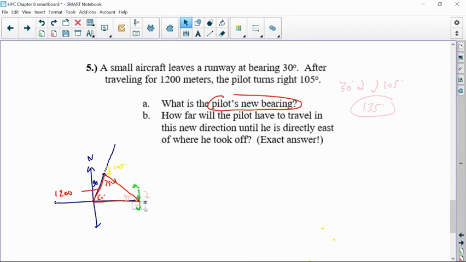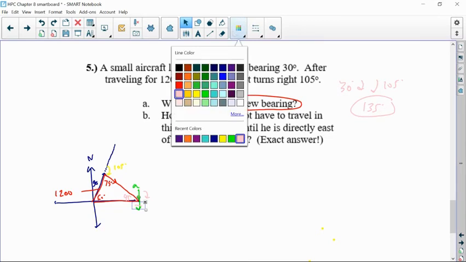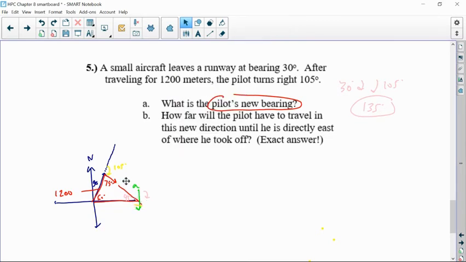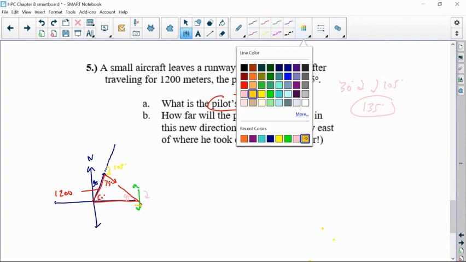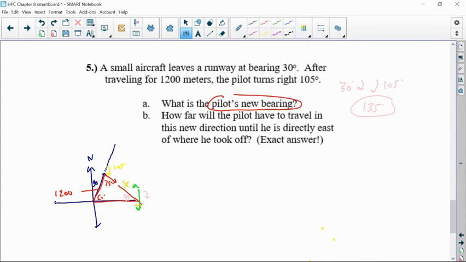Now, how far does the pilot have to travel in this new direction? In other words, we're looking for x right here. I feel like there's a little bit of a delay now. X is right there. So again, angle, side, angle case. I know an angle, I know a side, I know an angle. Angle, side, angle is not ambiguous, which is nice.